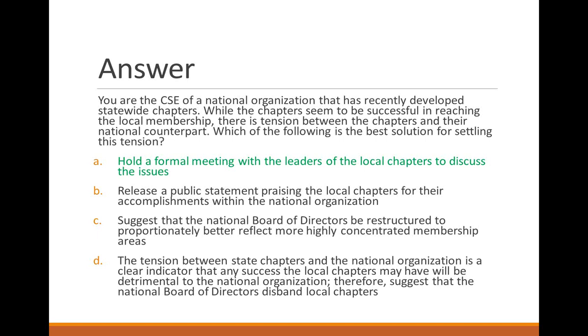Let's see. Suggest that the National Board of Directors be restructured. That one I didn't like because that's a big issue, and most organizations have the Board of Directors structure in their bylaws, and that would require a vote of the membership in order to change. That probably would not settle any tension. And then D was kind of your throwaway, where you just get rid of the chapters. Probably not the best solution either.